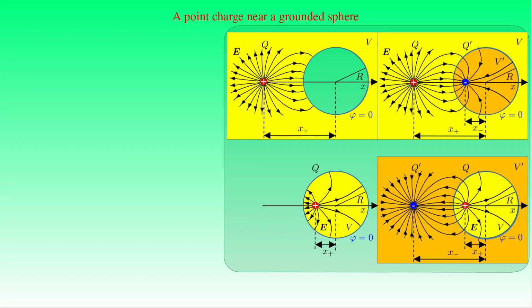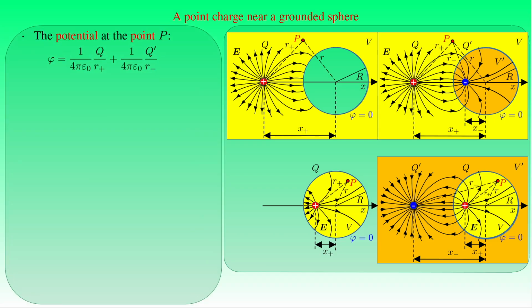The electric potential phi due to the charge q and its image charge q' is given by the sum of the potentials generated by each of the point charges, that is the potential phi at the point P is equal to 1 over 4 pi times the vacuum permittivity epsilon naught, times the charge q over the distance R sub plus of the point charge q from the point P, plus 1 over 4 pi times epsilon naught, times the charge q' over the distance R sub minus of the image point charge q' from the point P.